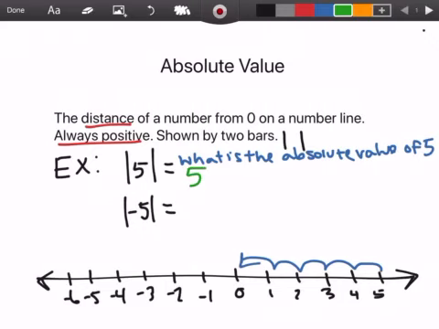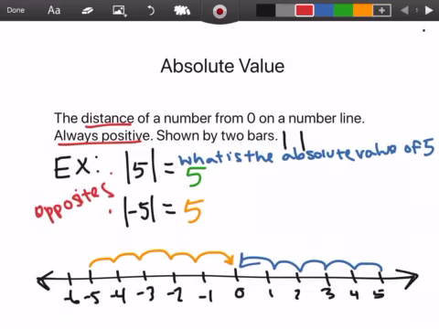Okay, so this one down here is saying, what is the absolute value of negative 5? Okay, so let's count on our number line from negative 5 to 0. 1, 2, 3, 4, 5. And again, we're 5 steps from 0. Now, that should make sense because 5 and negative 5 are opposites, which means that they are the same distance from 0. They're on different sides of 0. So if absolute value is the distance from 0, then it makes sense that opposites have the same absolute value.